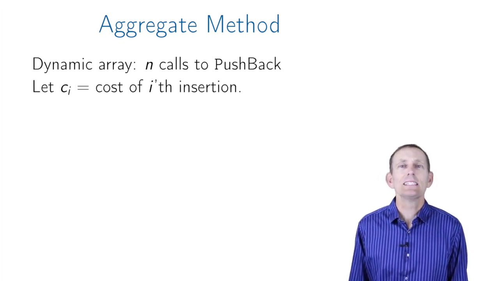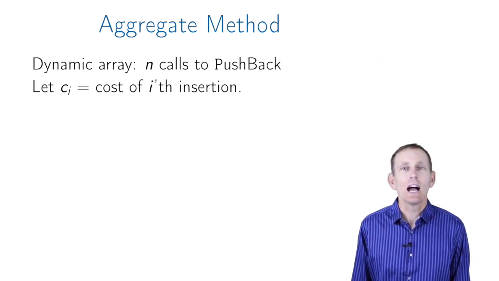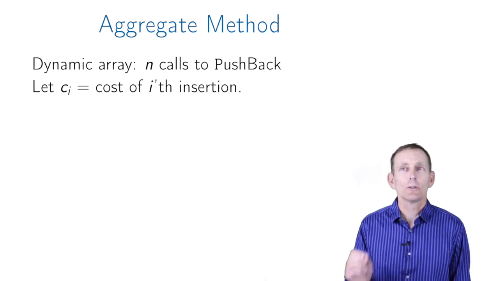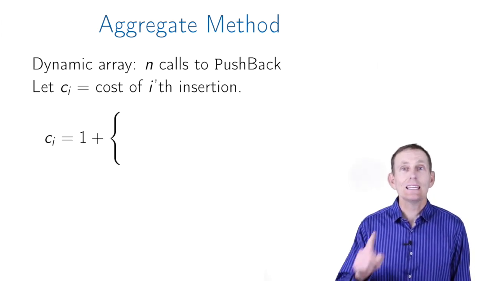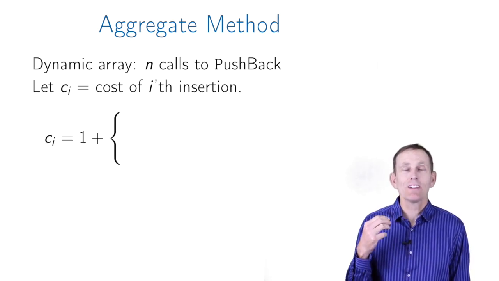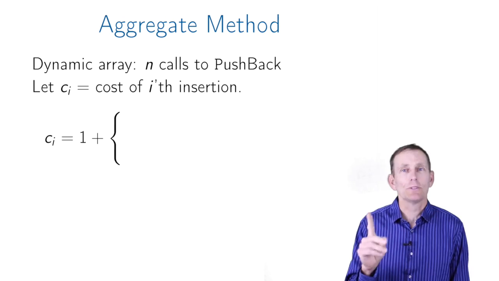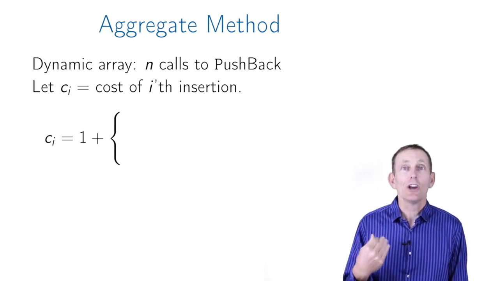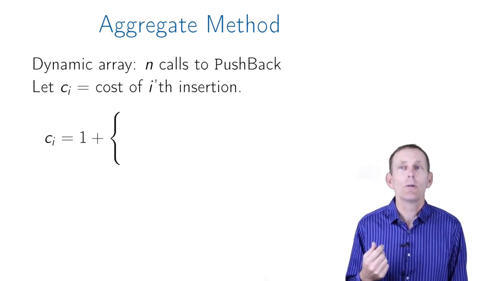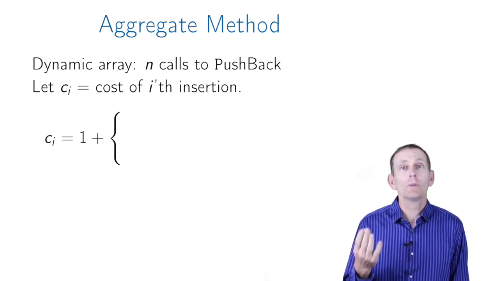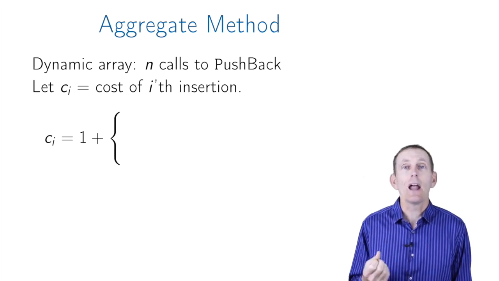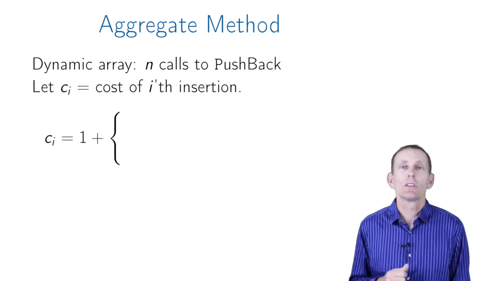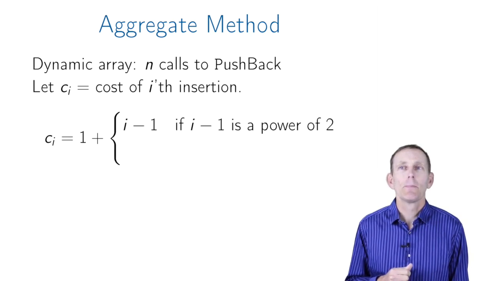So let's define C sub i as the cost of the ith insertion. So we're interested in C1 to Cn. So C sub i is, clearly it's 1, because what we're going to count here is writing into the array. So the cost is 1 because we have to write in this ith element that we're adding, regardless of whether or not we need to resize.